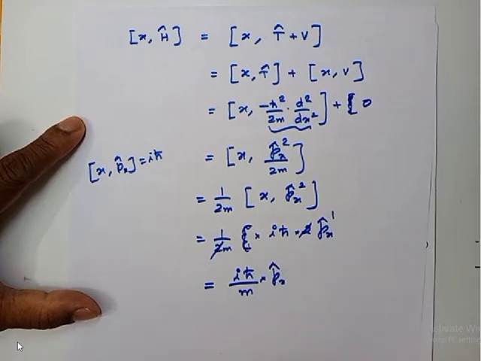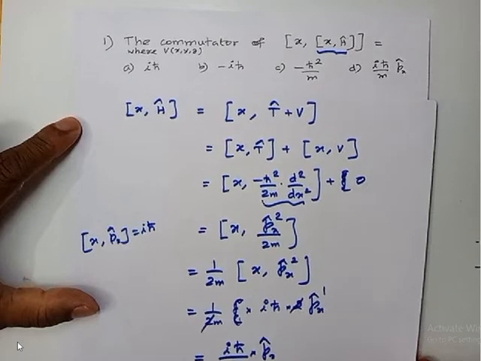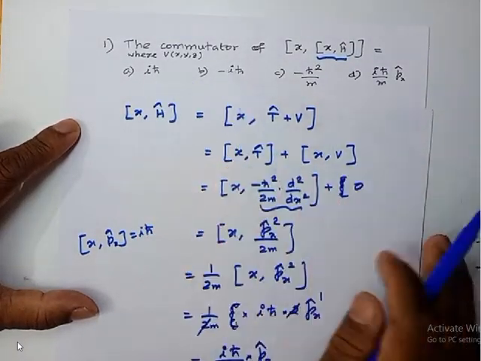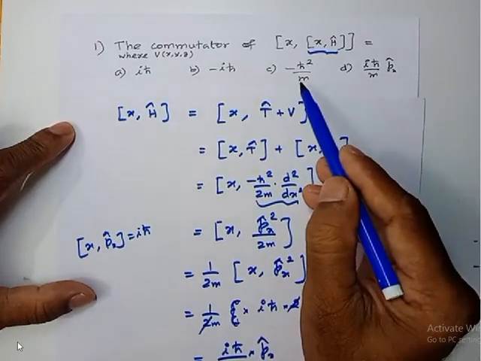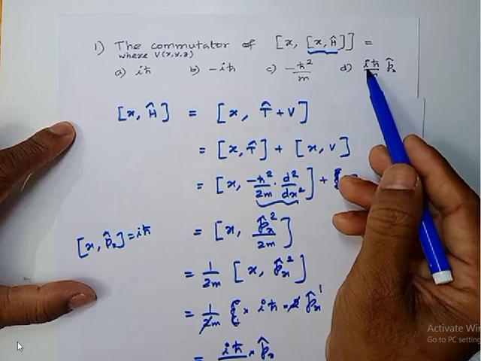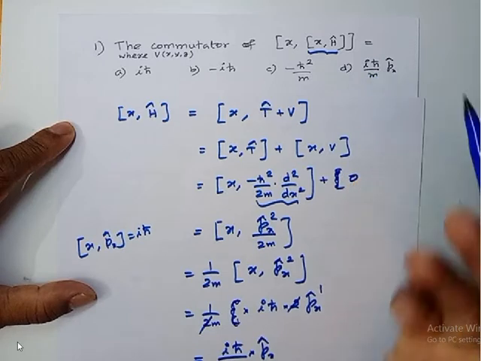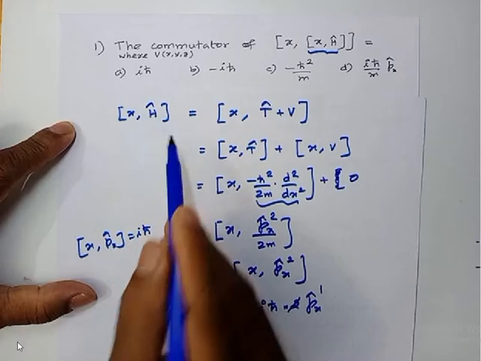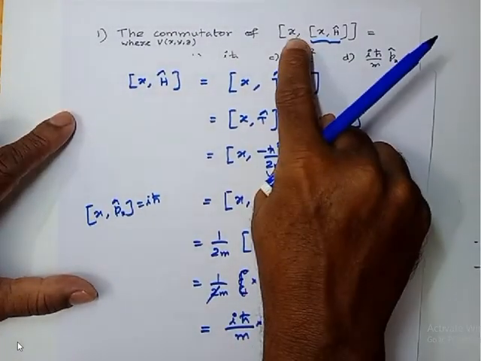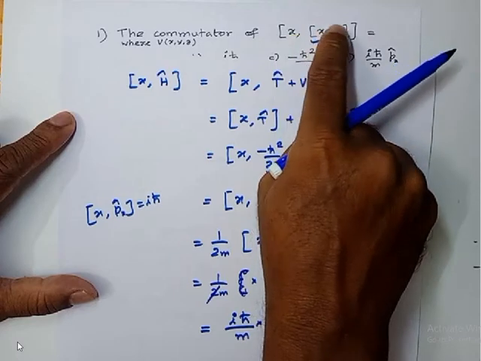So you just go through the options. The first option is i h bar, the second option is minus i h bar, the third option is minus h bar square by 2m, and in the fourth option we have i h bar m by px operator. So this is the value of x comma H. I'm sorry, the problem is not yet finished. We have one more. Okay, we have completed this.